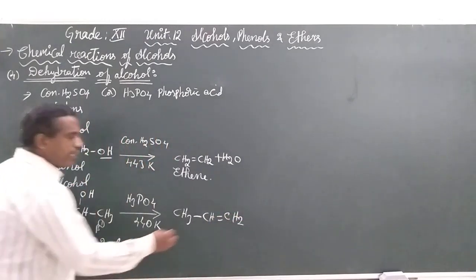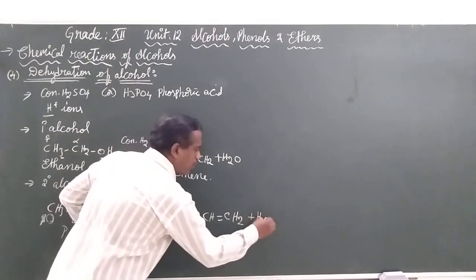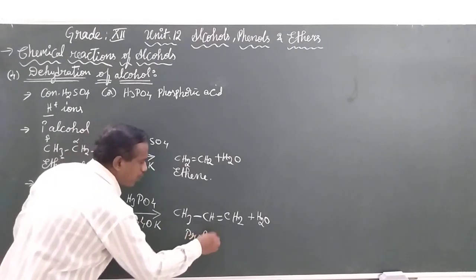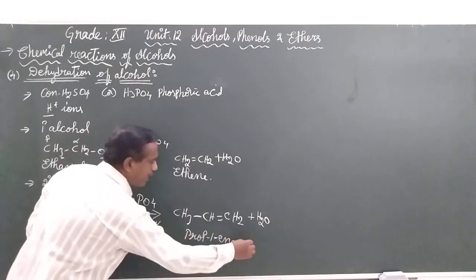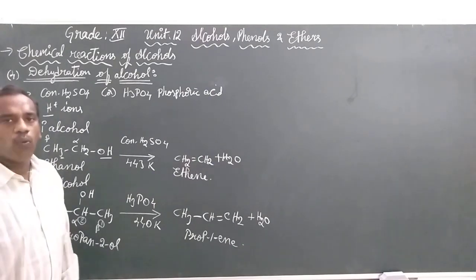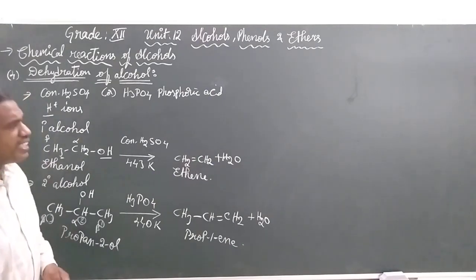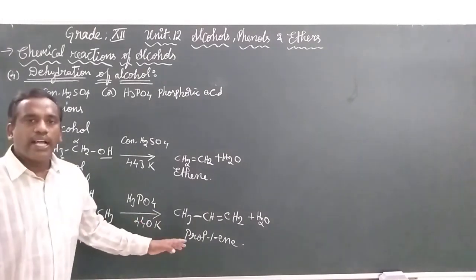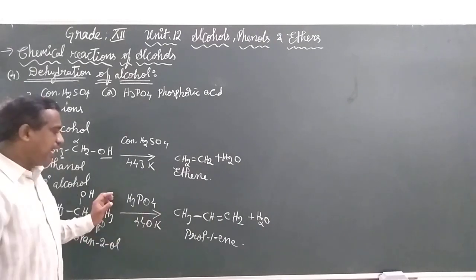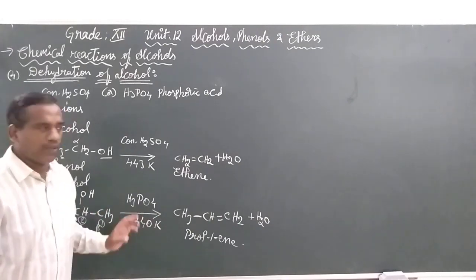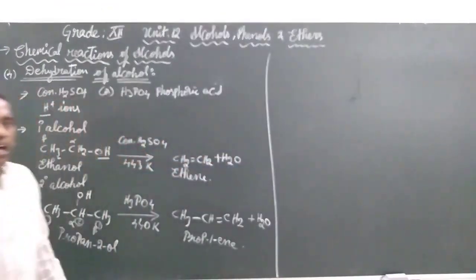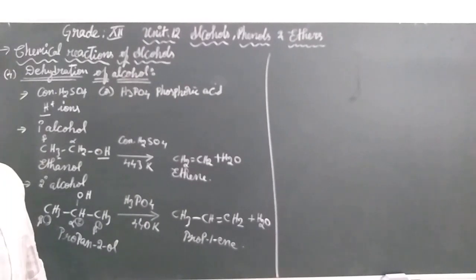The OH bonded CH is going to form a double bond with CH2. In this case, the elimination of the water molecule has also taken place. What is the name of the compound we can give? Prop-1-ene. In the case of secondary alcohol, we got the alkene, but at a low temperature. We can get the same type of alkene when we use a tertiary alcohol.